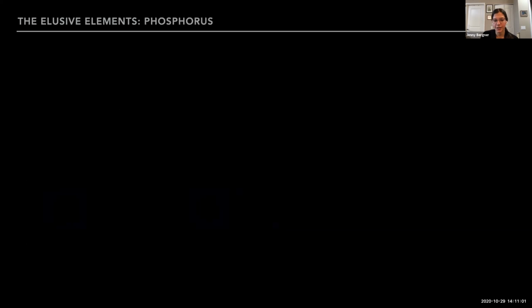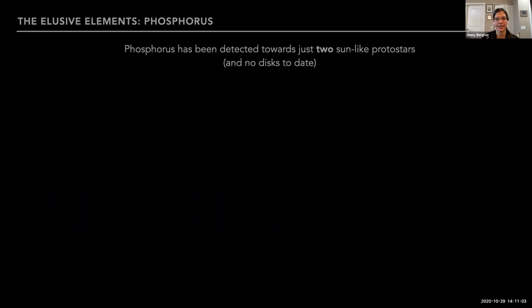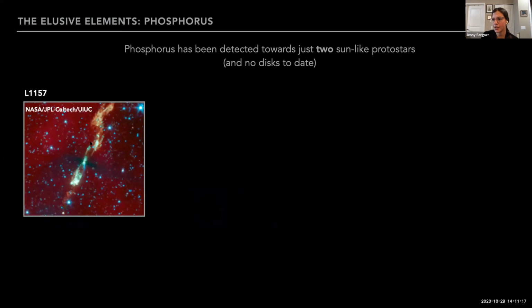In the case of phosphorus, though, our understanding is a lot less advanced. Phosphorus has only been detected towards 2 sun-like protostars. And we have not yet seen it towards any protoplanetary disks to date. The sources where we have seen phosphorus, one is the source L1157. This is an optical image. It's not an ALMA map like you've been used to seeing, but just to illustrate the structure of this source on large scales.